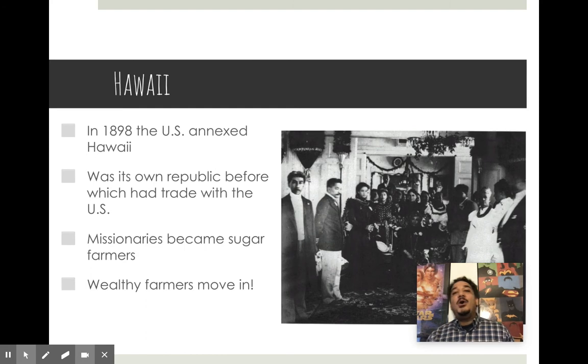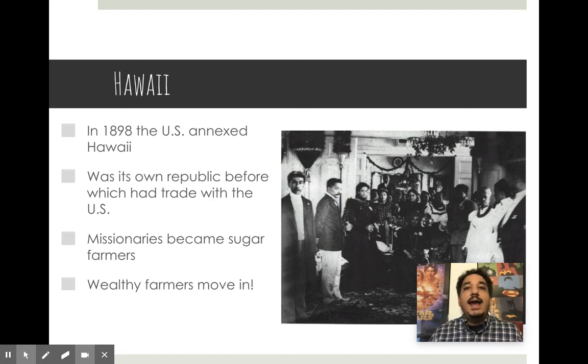So, Hawaii. What a lot of people don't realize about the state of Hawaii is that Hawaii used to be its own country. In fact, it used to be its own kingdom. It wasn't even that long ago. In the 1800s, Hawaii was its own kingdom, its own republic, its own country.